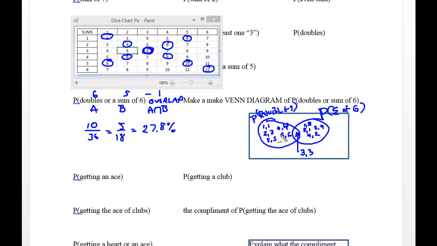Because the Venn diagram has these elements that are doubles, these elements that are ways to get 6 by adding up the dice, and then the shared element of these two sets is 3, 3, which is not only doubles, but it also is a sum of 6.